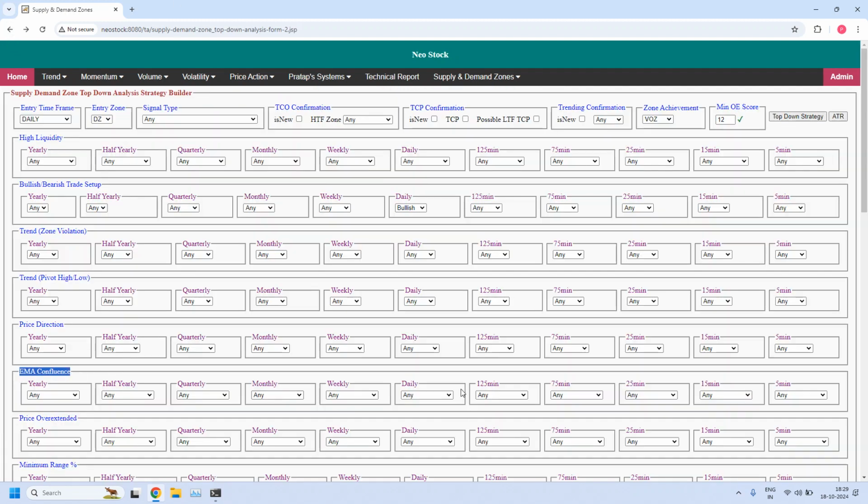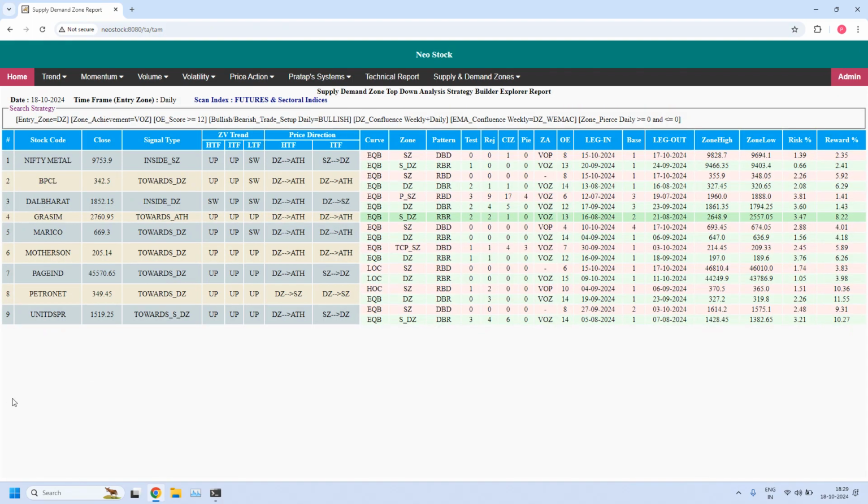So in the EMA confluence weekly time frame, I am looking for a weekly demand zone having weekly EMA confluence. Sorry, this is weekly EMA confluence, not monthly. So a weekly demand zone with weekly EMA confluence. WEMAC means weekly EMA confluence. So let's filter. We got 9 stocks. All these 9 stocks are having ITF confluence, and also the ITF zones are having ITF EMA confluence. That is, weekly zones are having weekly EMA confluence because the daily zone is part of the weekly zone. And also the weekly trend is uptrend because it is a bullish trade setup. So these 9 stocks are high probability setup supported stocks.